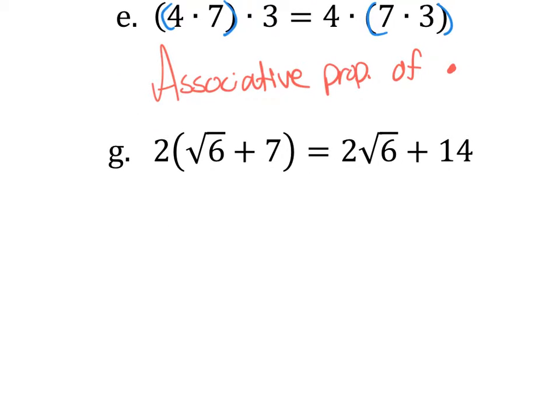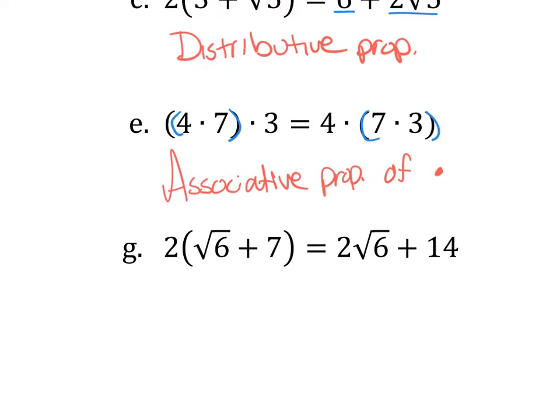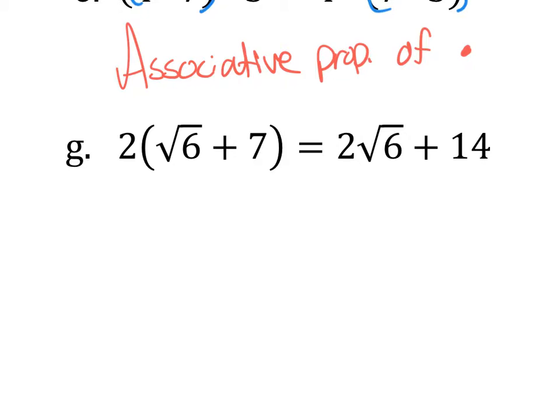Okay, letter G. This was another distributive one, because the parentheses disappeared. They didn't move, they just were gone because we did this multiplication. We distributed the 2 to the square root 6 and to the 7.